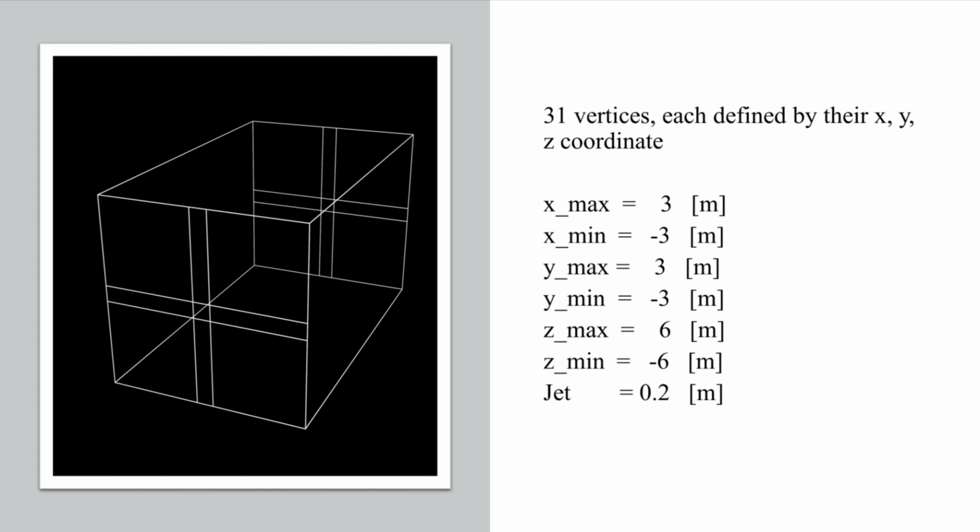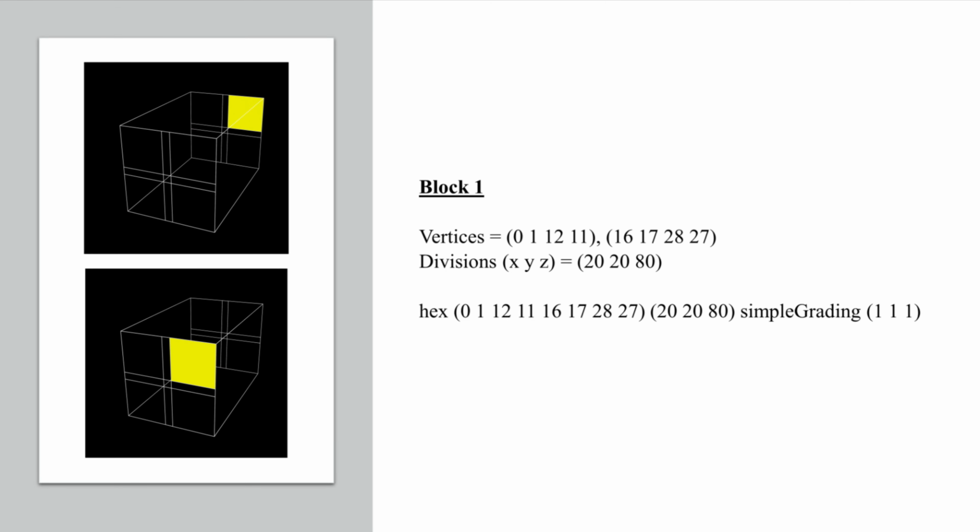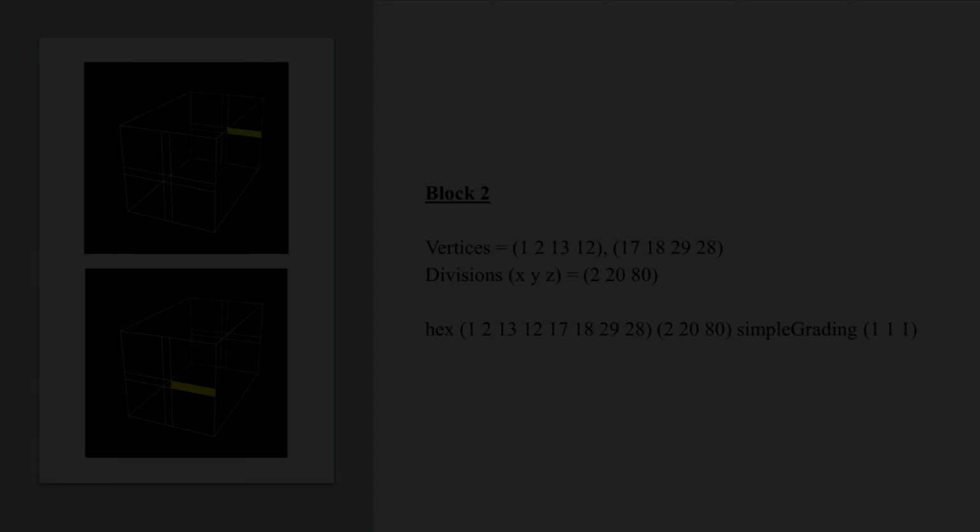The blocks are basically individual meshes that are put together to create an overall mesh. They are defined by the vertices of 2 opposite faces. For instance, here with block 1, we can see that vertices 0, 1, 12, and 11 define one face, and vertices 16, 17, 28, and 27 define the opposite face. To define the block, we simply list these vertices along with the number of divisions in the x, y, and z directions. The same for all of the rest of the blocks.